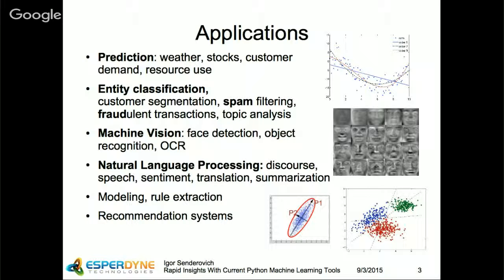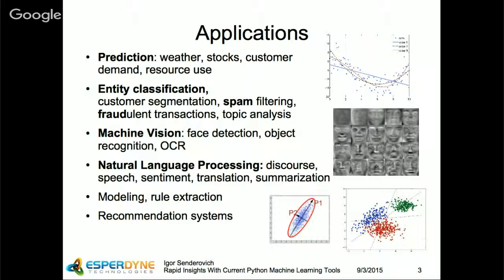Entity classification is the most common. You might want to classify customers in terms of what they need or what they will need. Spam filtering has been around for many years. In essence, that was a machine learned algorithm where from previous fraudulent emails, you learned what patterns are common to them. Fraudulent transactions is even more of an issue when you look at bank accounts and so forth.